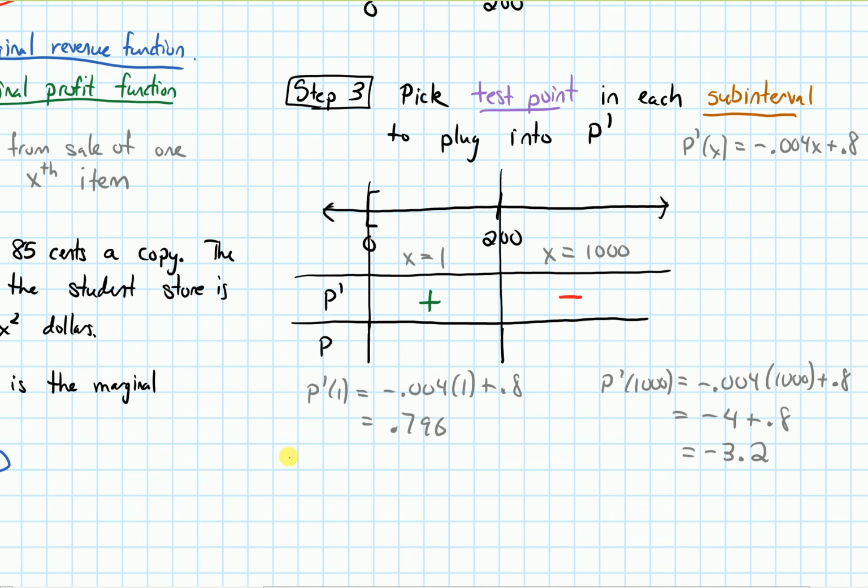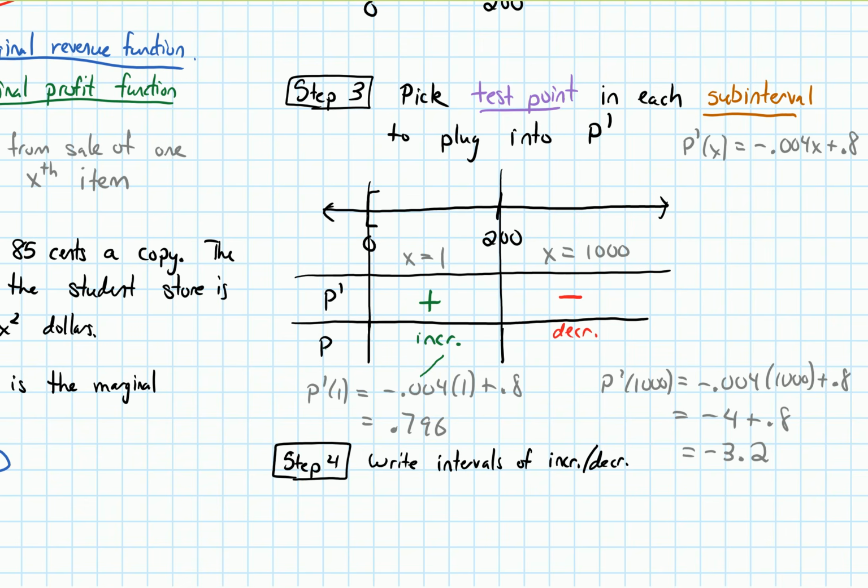So our last step is, now we write down where the function is increasing and decreasing. So write the intervals of increase and decrease. When the derivative is positive in this first subinterval, that means our original function p is increasing. So the graph of p would be like this. It would be going up. And when the derivative is negative, like it was in the second subinterval, the original function p is decreasing. And that means our function is going down like this, from left to right.